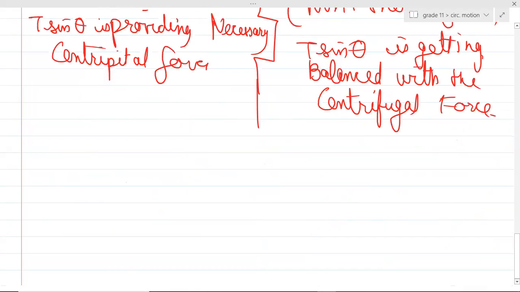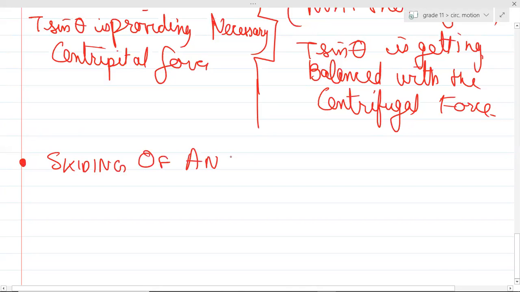We'll talk about the cases of this thing. We'll do questions on circular motion, but only two more concepts are left in this. One is basically the skidding of an automobile. I think you might remember your teacher teaching you this, right? While turning.